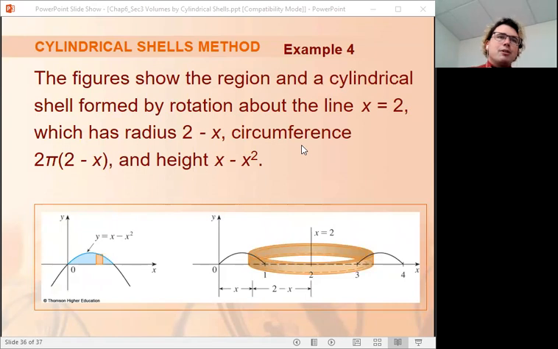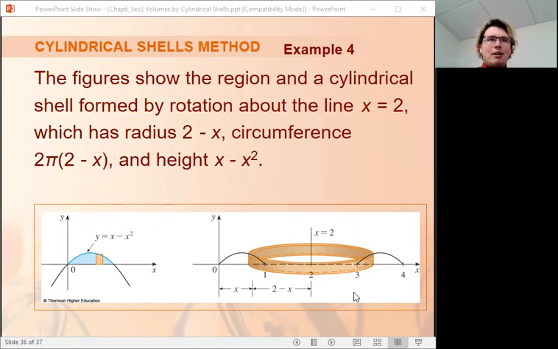So here is my picture. On the left is my parabola, y equals x minus x squared. It hits the x-axis in two different places. Those will be 0 and 1. And I'm going to take this blue region here and rotate it around. So I'm expecting some kind of weird Jello mold. Again, that's a pretty common shape for this kind of solid.